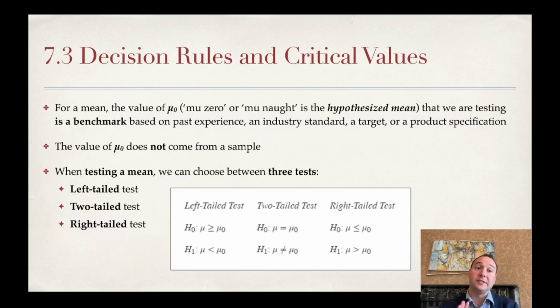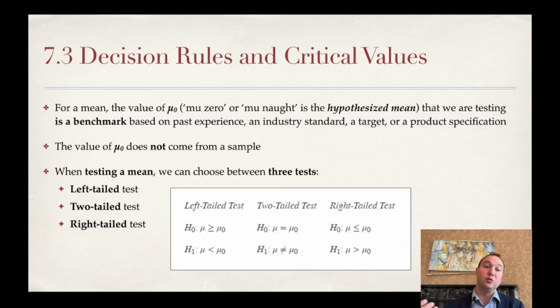All right, let's talk about decision rules and critical values. For a mean, the value of mu0 is the hypothesized mean. The hypothesized mean is what we are assuming the mean of our population to be. So the value of mu0 that we are testing is a benchmark based on past experience or an industry standard or a target or a product specification. Basically, it's what we probably expect it should be. That's why we call it a benchmark.